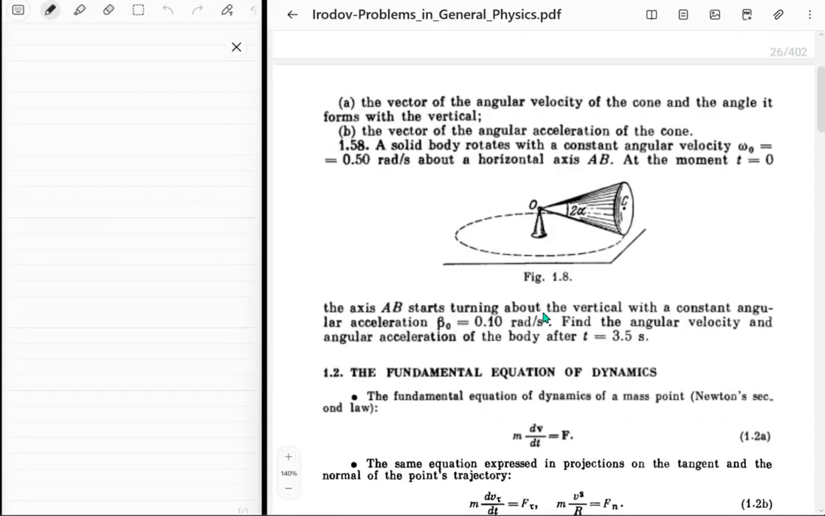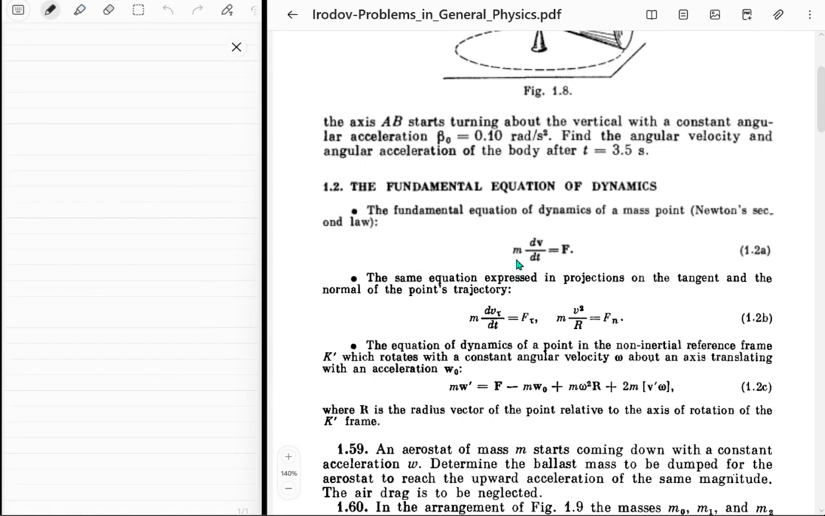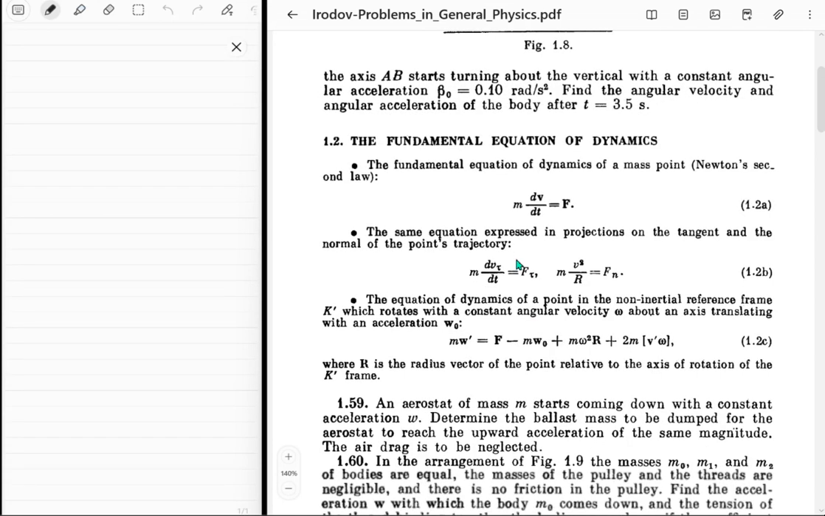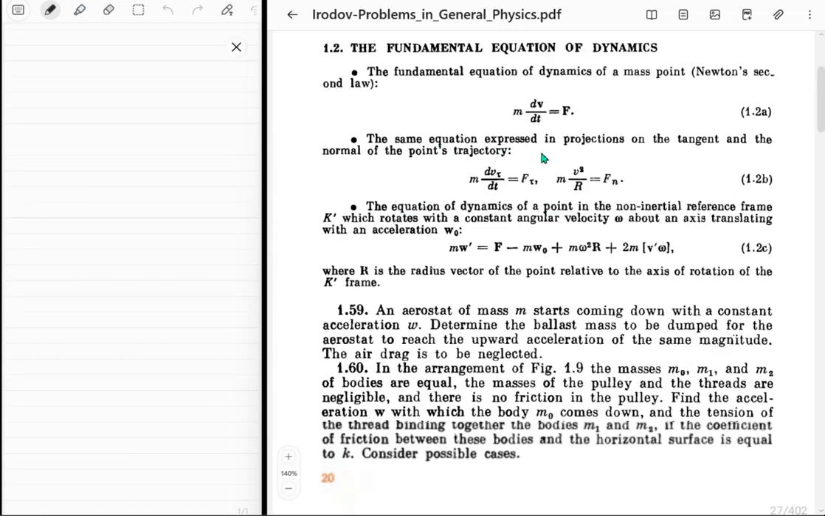Fundamental equations of dynamics. Okay, let's read it. The fundamental equation of dynamics of a mass point is Newton's second law. We don't care about that, we already know everything. Some equation expressed in the projections on the tangent and normal of the point's trajectory. Oh, okay. Wait, what? Are you serious?